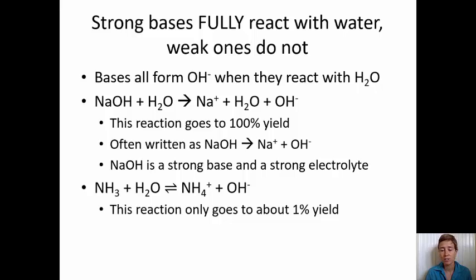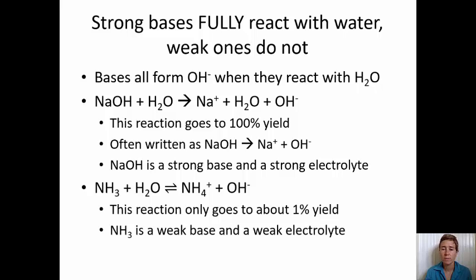Okay, so ammonia is actually one of the things you might see in everyday life. It's what makes urine smell bad, right? But it's actually only going to about 1% yield. Ammonia can also be a cleaning supply, but it's actually a pretty weak base. Because it's a weak base, it is also a weak electrolyte because it forms some ions, but not nearly as many as it could if it was completely falling apart like NaOH.